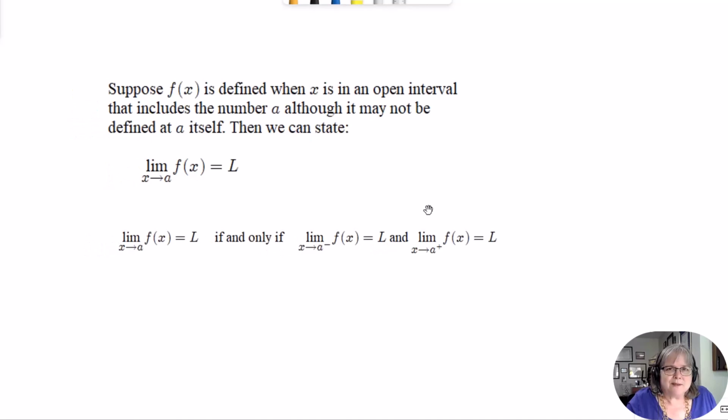Now, here's the basic definition for a limit. It says, suppose f of x is defined where x is in some open interval that includes the number a, although it may not be defined at a itself. Then we can state that the limit of f of x as x approaches a is equal to L. This first one, where you have a with no plus or minus, is a two-sided limit. The limit from both sides is equal to some value L if and only if the left-hand limit and the right-hand limit are equal.